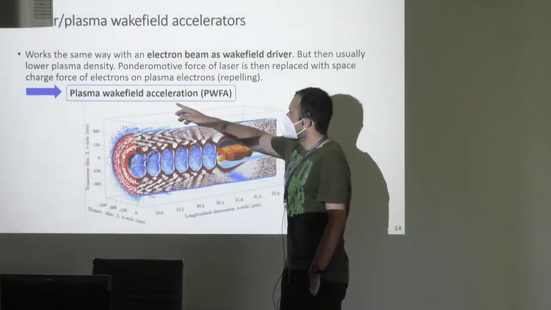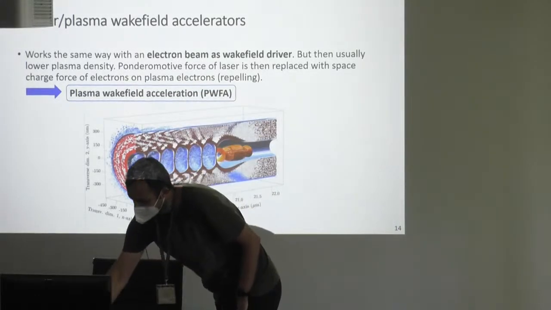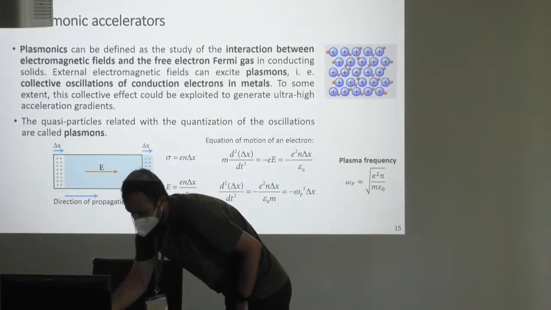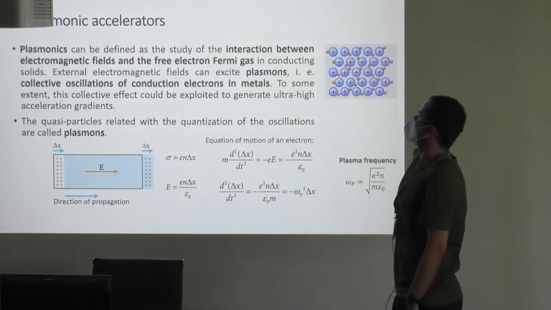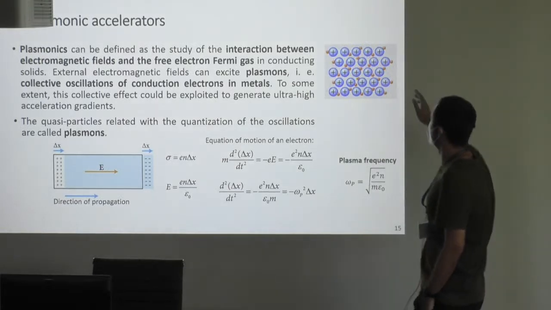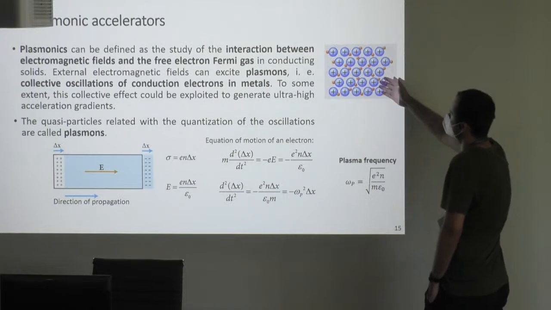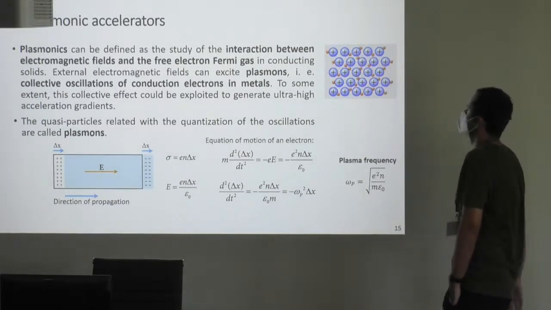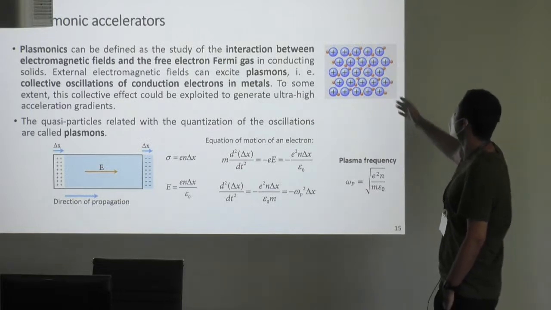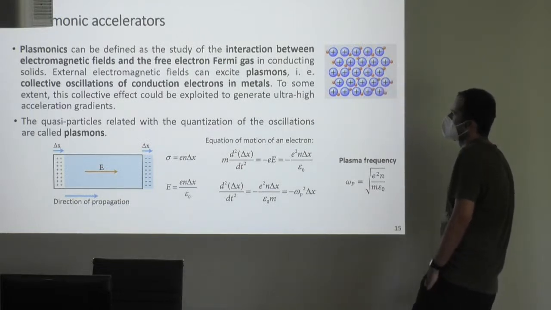And this technique is called plasma wave field accelerator. Well, the second technique that I want to talk about is plasmonic accelerators. As you know, a metal can be understood as some atoms, some ions, and then the electrons of the conduction band that are free, that are moving freely, and it can explain, for example, the conductivity of the metals.